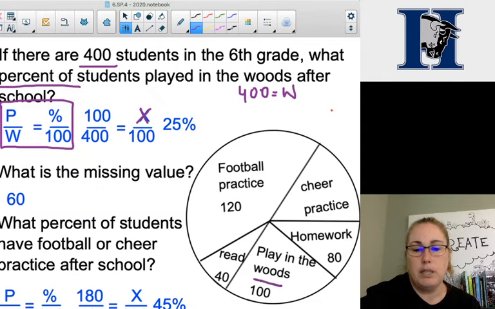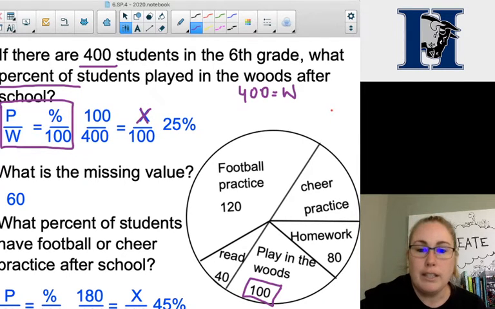100 kids played in the woods after school, I mean, that's awesome. This must be like a Strangerville circle because it's like 80s, I think. Homework, read, football practice, cheer practice, and played in the woods. I love it. All right, let's keep going.